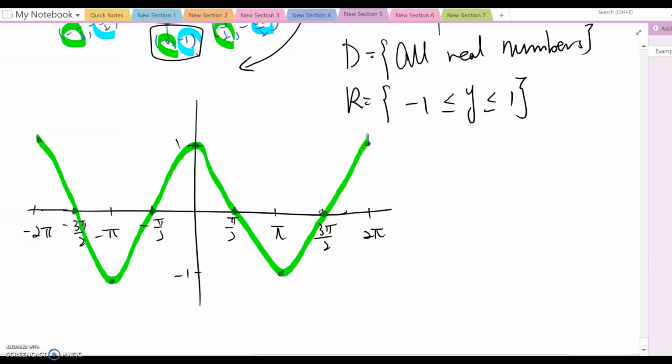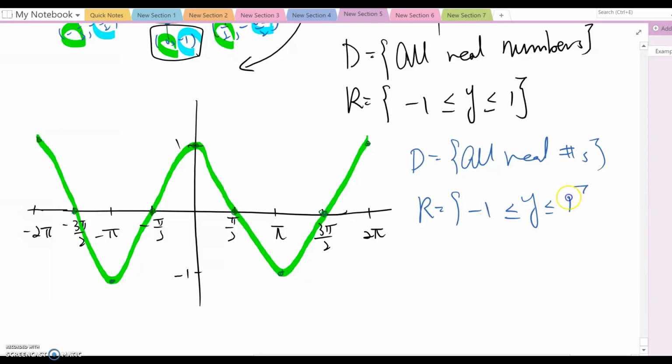So this graph looks like this here. Okay, of course it keeps on going in both the right direction and the left direction. Therefore the domain also becomes all real numbers. The range becomes y between negative 1 and 1 here.